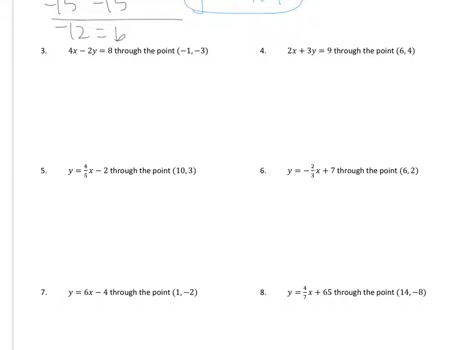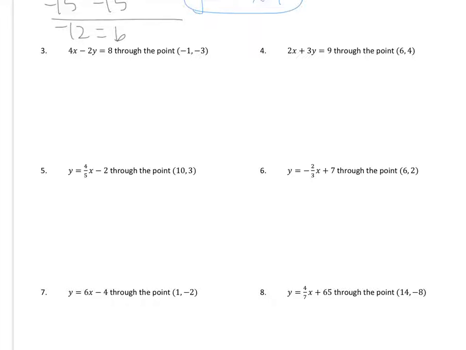Let's take a look now at number 3. Number 3, 4x minus 2y equals 8 through the point -1, -3. And again, we want to write an equation that's parallel to this equation that goes through the particular point. But this equation is not in slope-intercept form, which we want so we can easily identify the slope. So let's go ahead and rearrange that to slope-intercept form. Do you remember what slope-intercept form is? Great job! Y equals mx plus b.